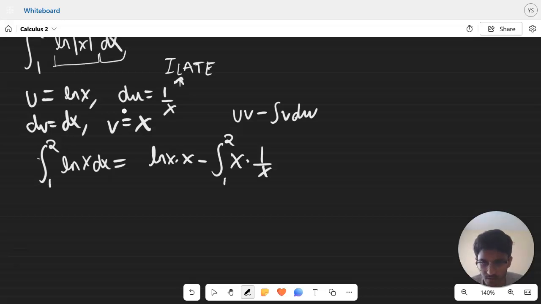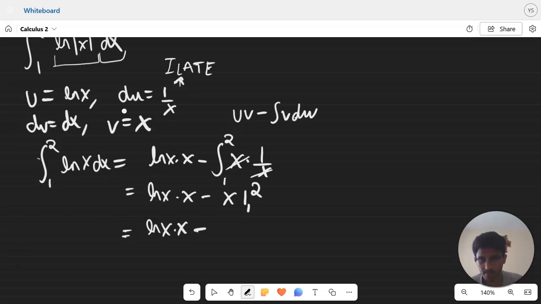Okay, so the x's cross out. This is going to give us ln of x times x minus the integral. What is the integral of 1? That's just going to be x, right? But now we're doing it from 1 to 2. Okay. And now this is going to be equal to ln of x times x minus x, and remember, we also need the bounds for the non-integral part too.